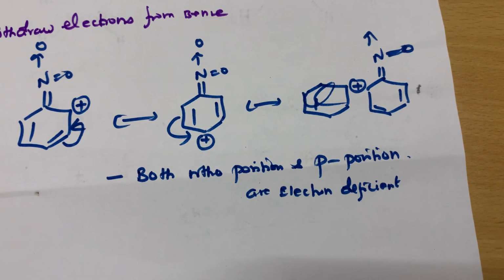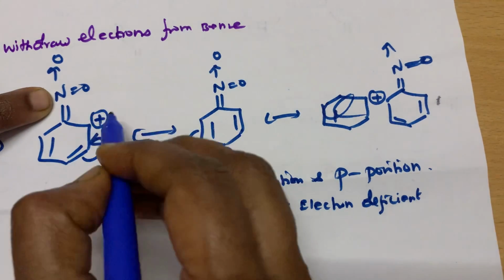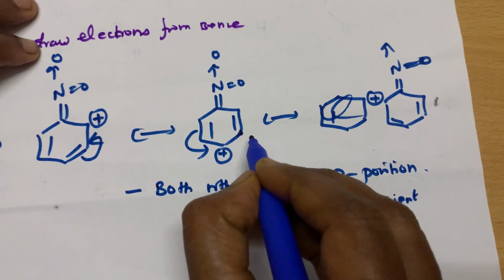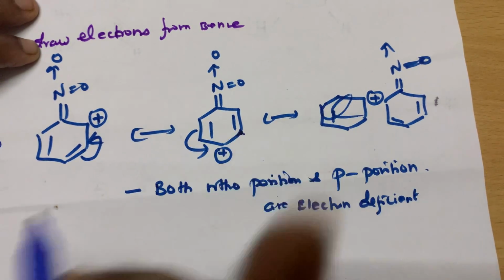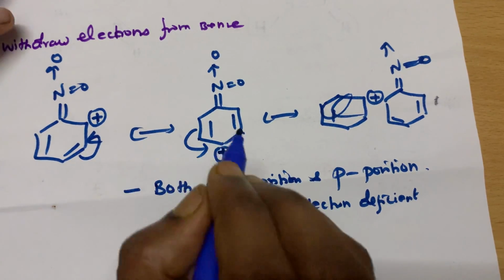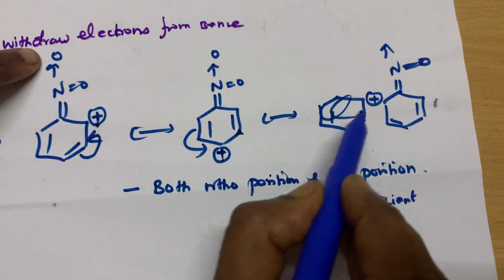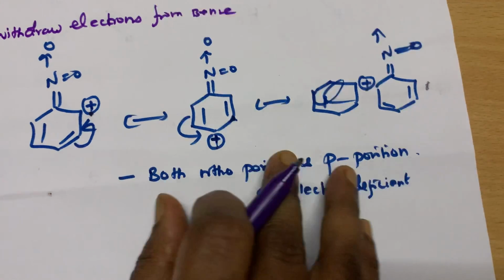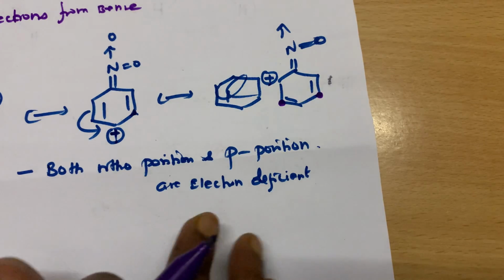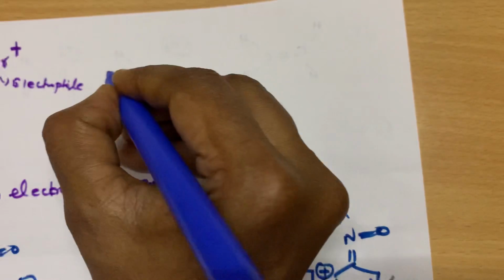See, one thing I wanted to tell you is, because of this group, both the ortho and para became electron deficient, and the meta position is unaffected. Are you seeing any positive charge in the meta position? No, you are only seeing the positive sign in the ortho position, the para position, and again the ortho position. In each and every case, the meta is unaffected. So a little bit of electron density is left in the meta position.